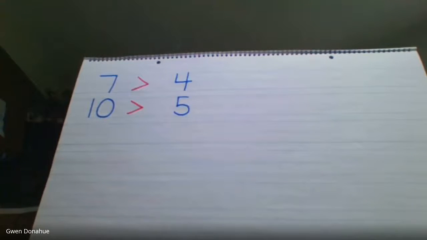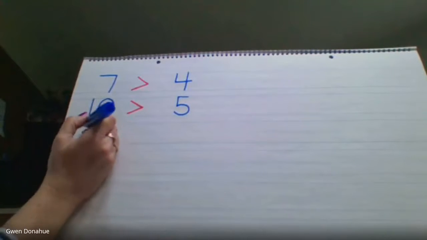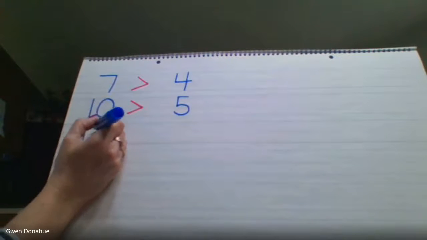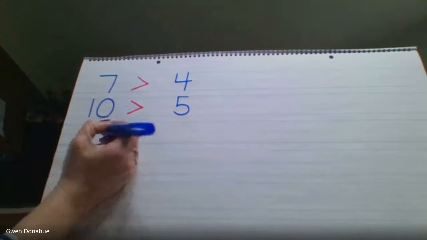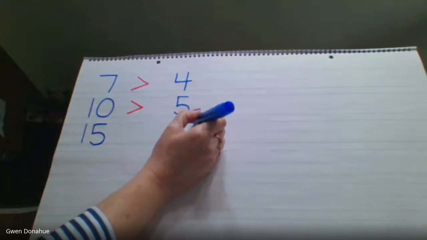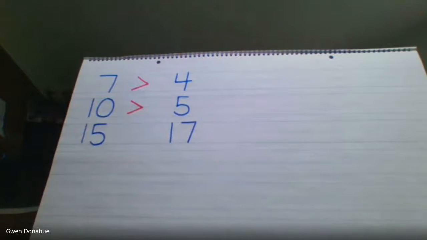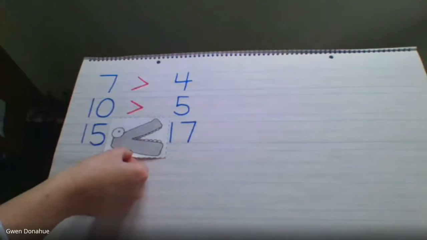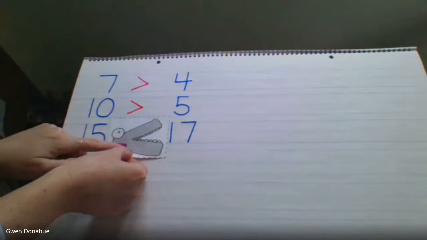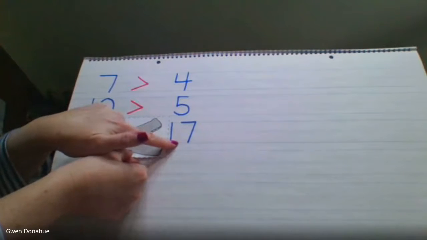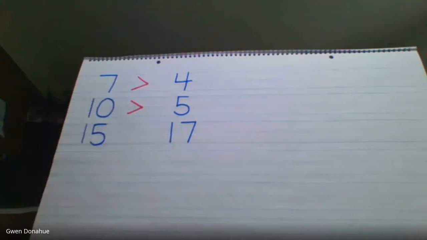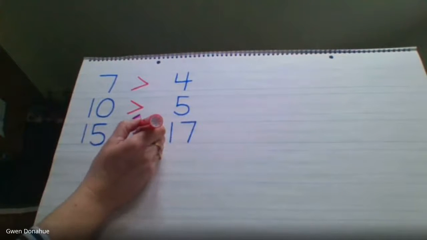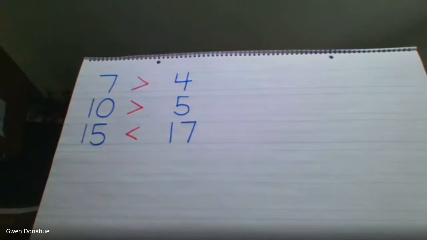Now, what happens if it's less than? Well, let's go with 15 and 17. Now, I hear you already saying it. You know that 17 is greater than, that 17 is more. So he's not going to munch greater than. He's going to munch less than. He's going to say 15 is less than 17. So this time I have to flip it. So now this time it's going to look like that.